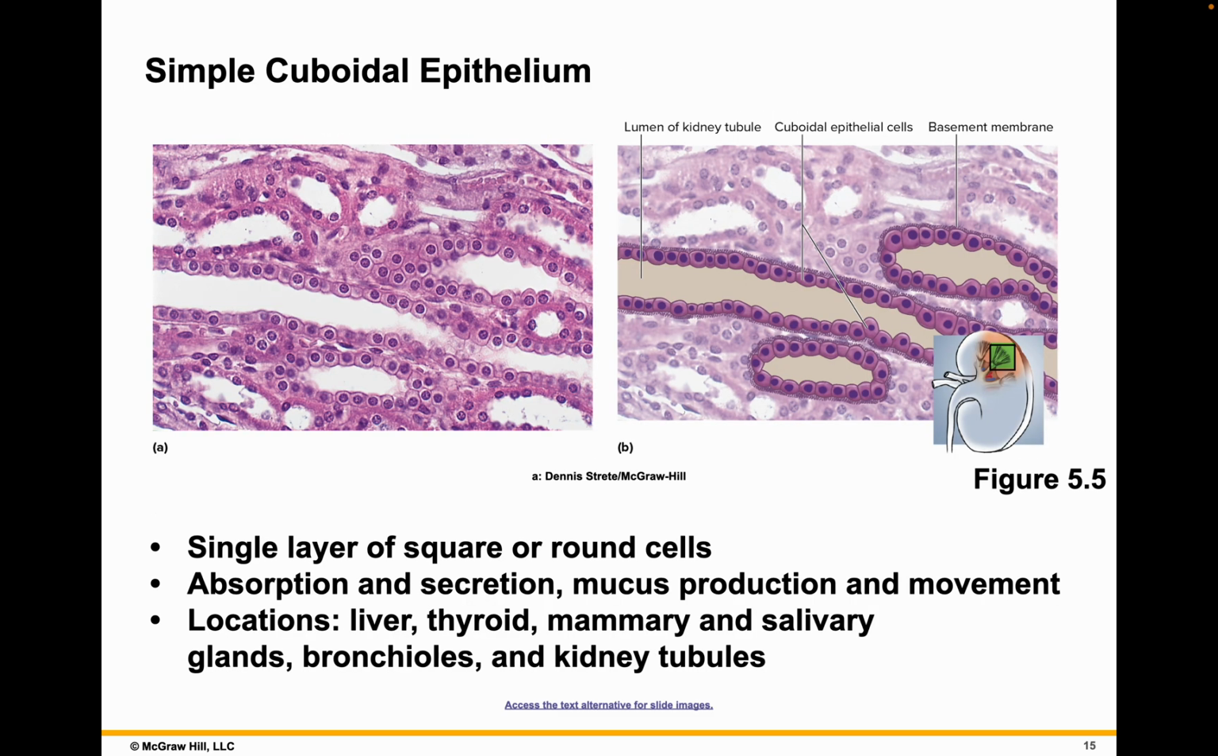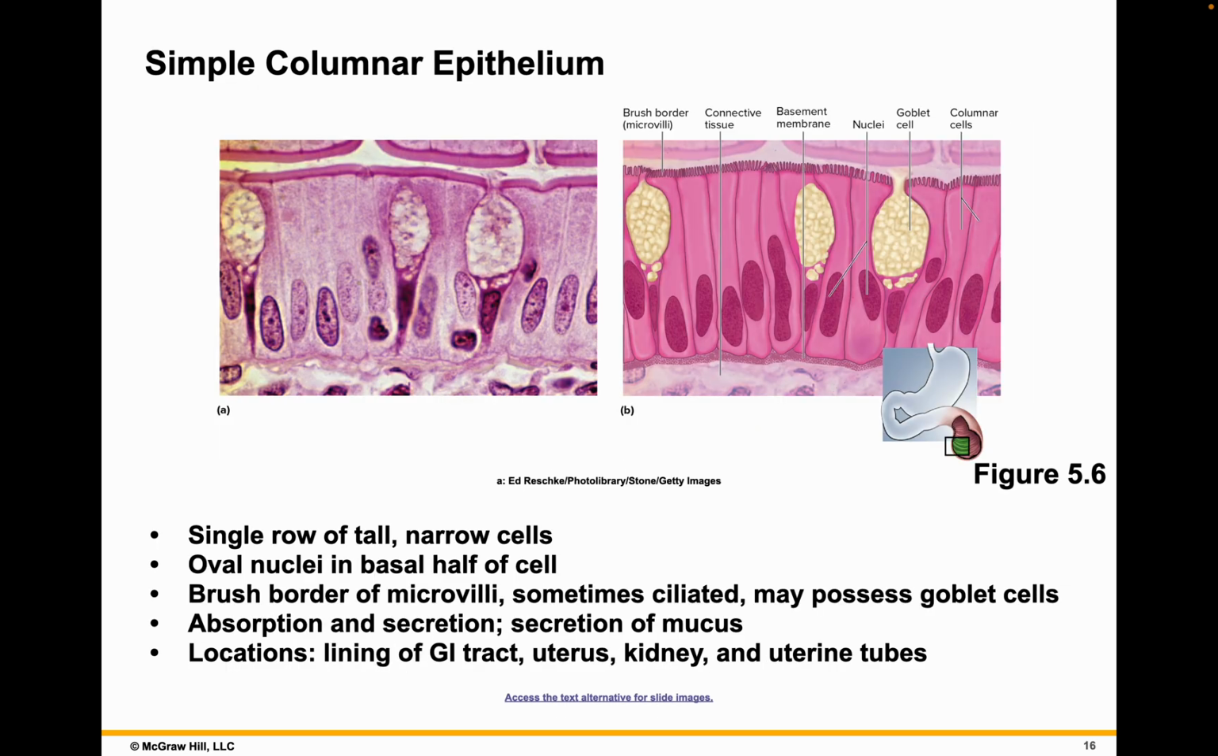Simple cuboidal, we have a single layer of round cells. They're usually more round than square, but they're about the same width as height. They're involved in absorption and secretion and mucus production, also in movement. They're located in the liver, the thyroid, the mammary, the salivary glands, the bronchioles, and kidney tubules.